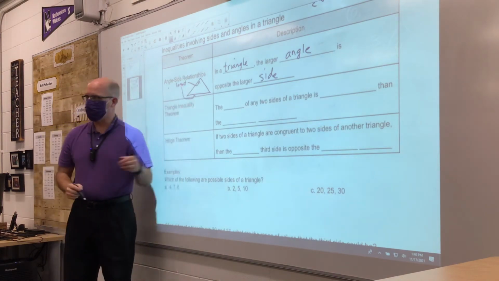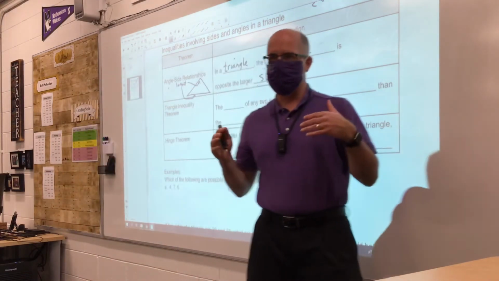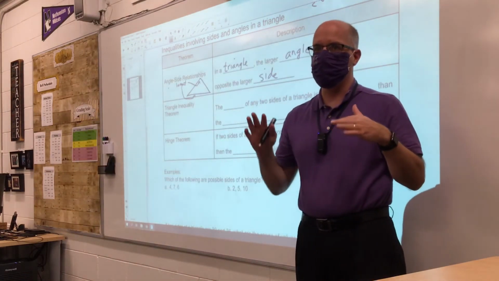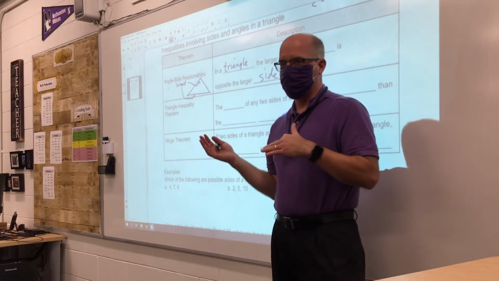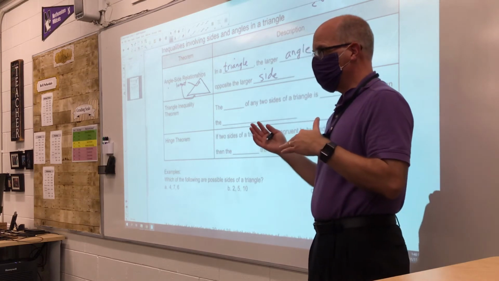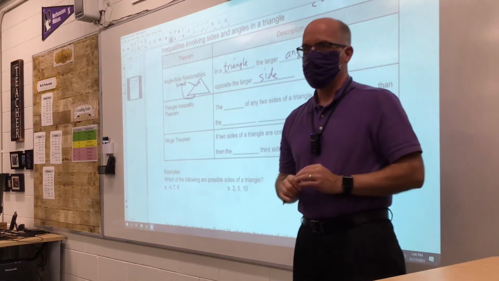It's opposite it. That's a property that we're going to use a lot, is if you have 3 different angles, if you look at the size of the angles, they are going to be proportional to the lengths of the sides opposite them. Right?